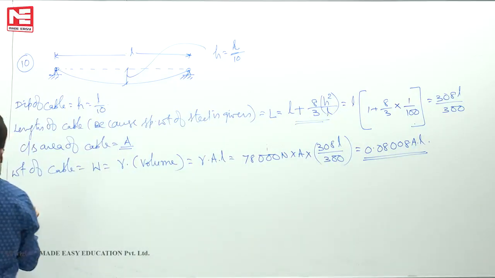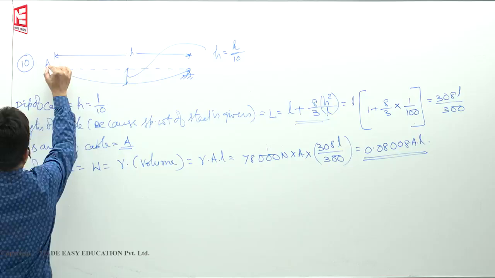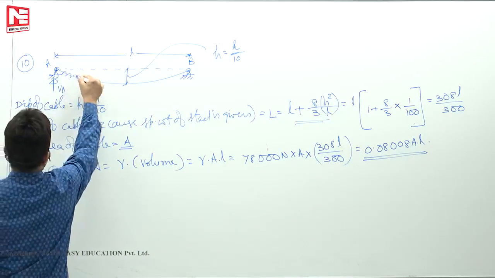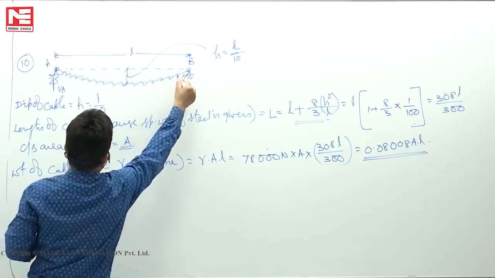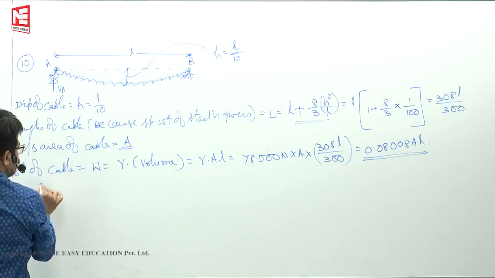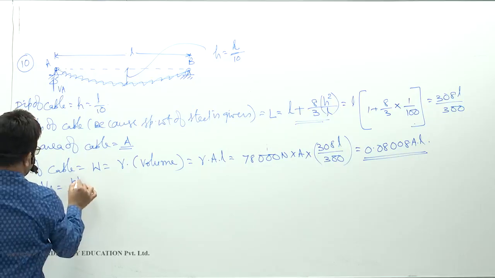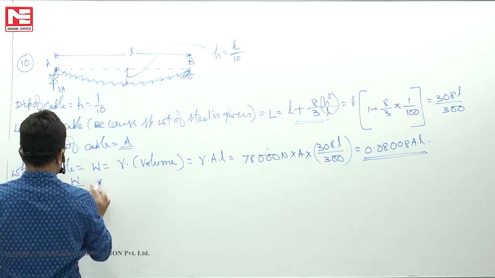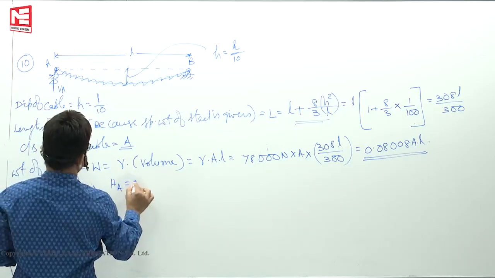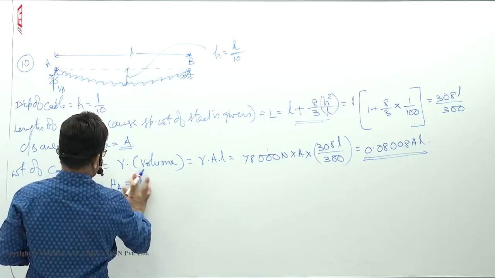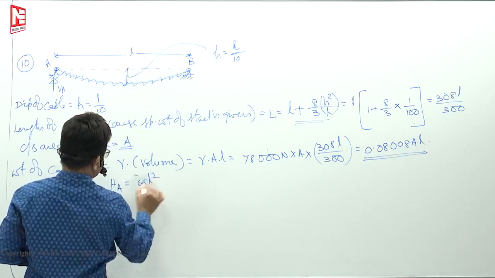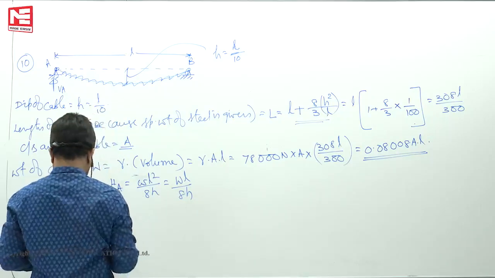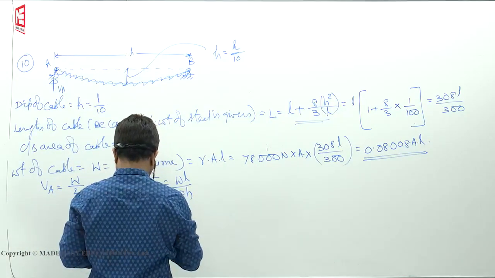Then vertical reaction. This point, let us say A, B. This is the cable weight, curved length given. So VA is equal to, the vertical reaction is nothing but the total weight shared by the two supports equally, W by 2. Then the horizontal reaction we also know, WL square by 8H actually, but we are taking WL by 8H. So you will get its value.